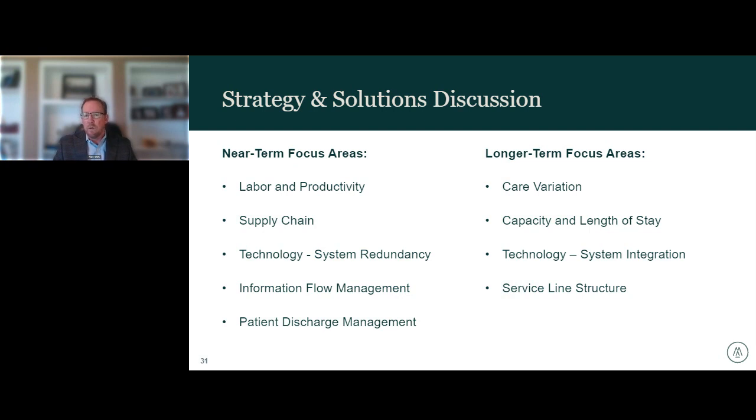So the idea is to go through your organization and figure out what are those areas where we really need to focus and spend the right amount of time assessing and determining what the opportunity is, and then creating some concrete plans. So I think we're going to jump into a couple of polling questions here.